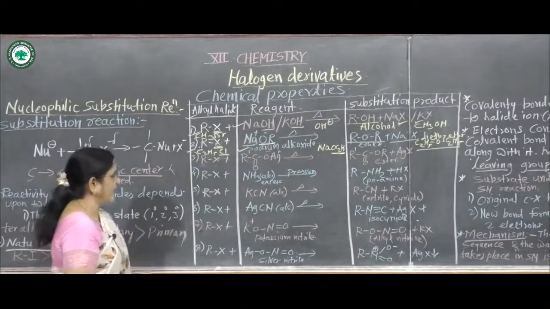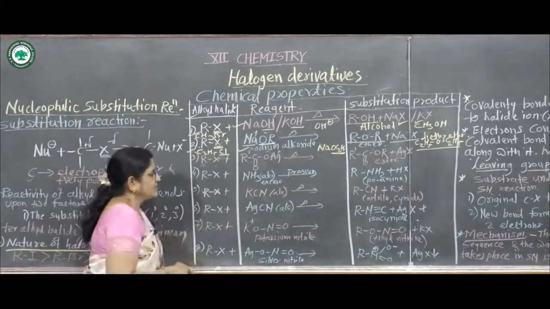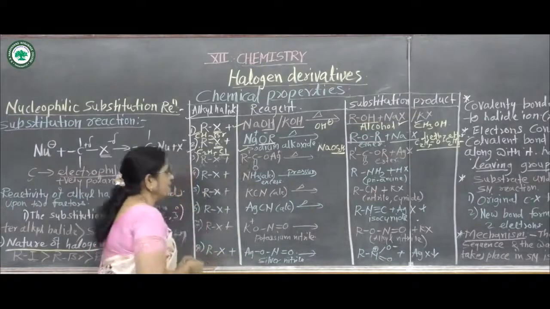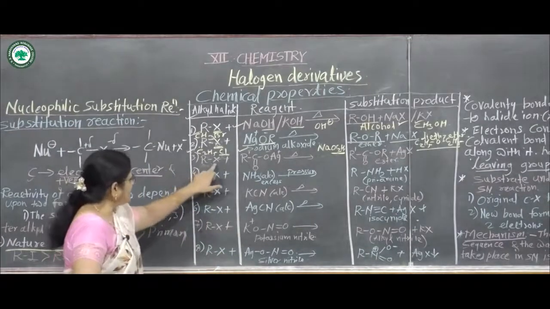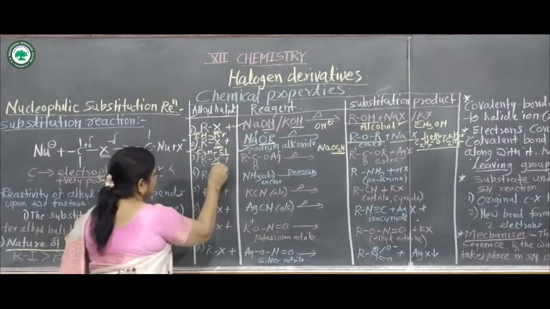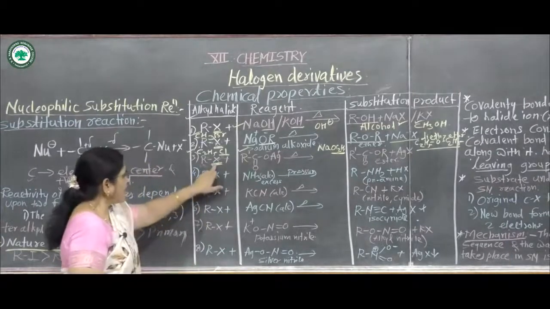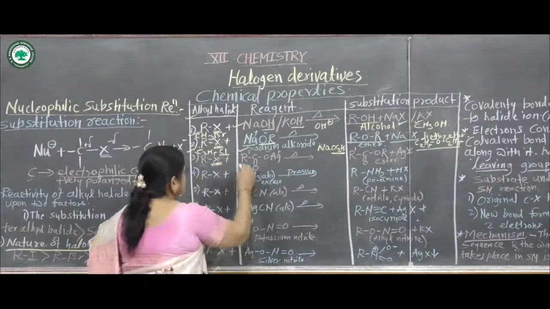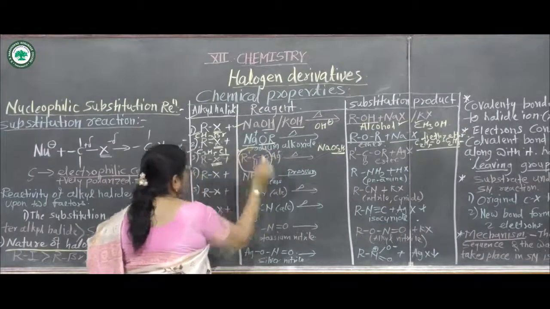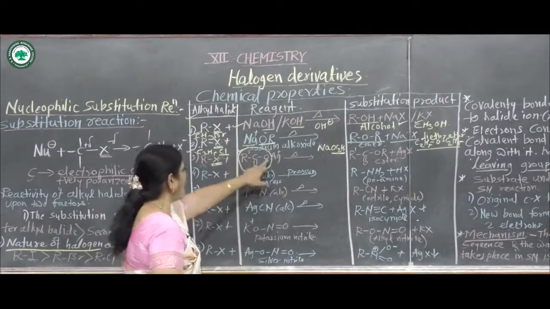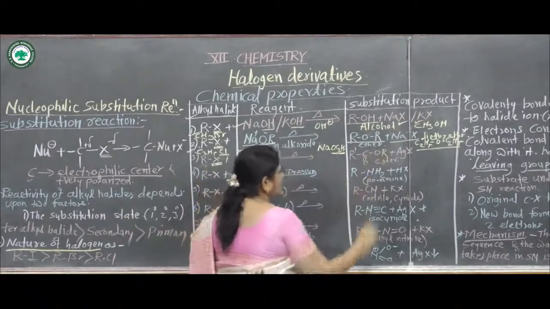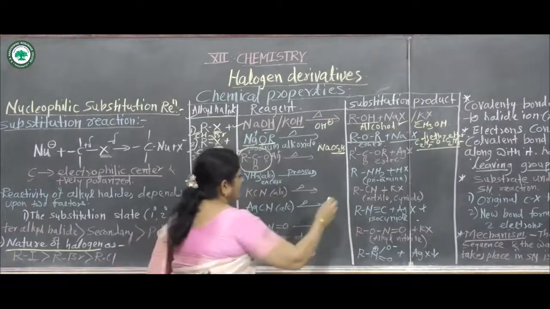Then suppose the third reaction, again RX. RX means alkyl halide. If it reacts with RCOOAg, in this reaction also this X, the halogen atom, gets replaced by this group, and it forms R-COOR. The name of this product is ester.